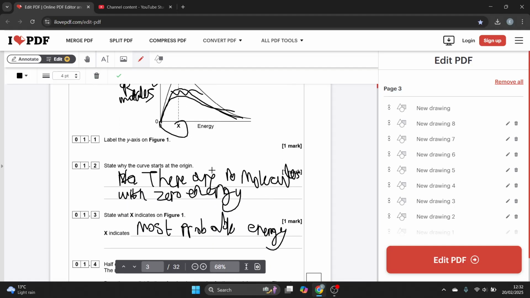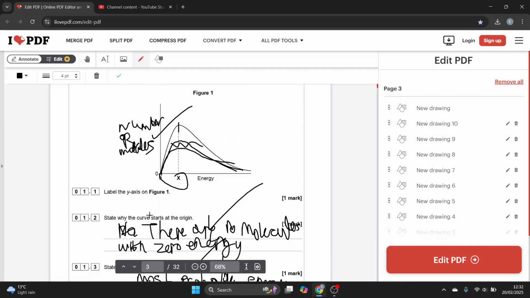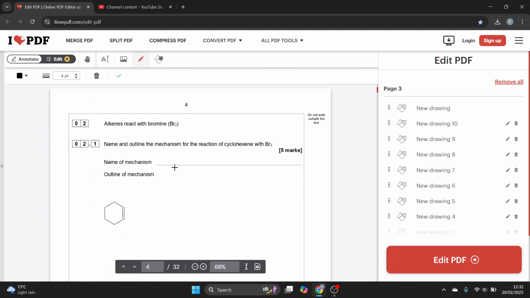So label the y-axis number of molecules. Say the curve starts at the origin: no molecules with zero energy. Say what X indicates: most probable energy. And then applying your knowledge, half the molecules are removed, therefore it's going to be half the area of the original area.